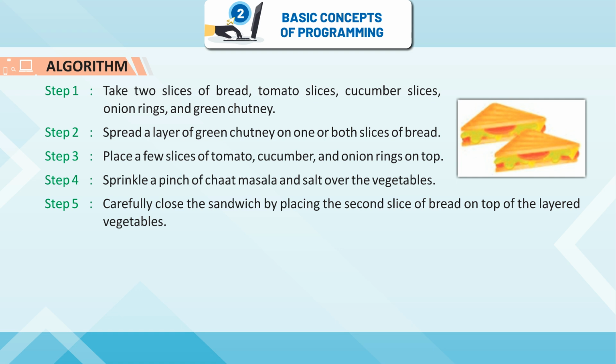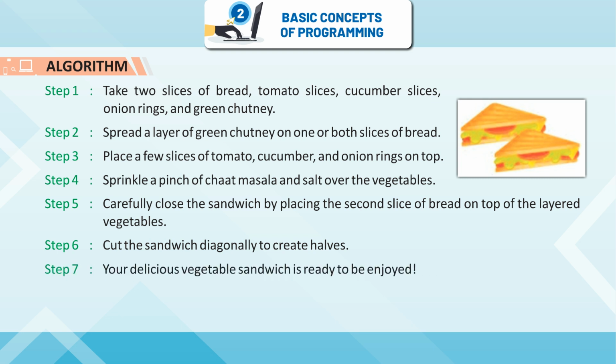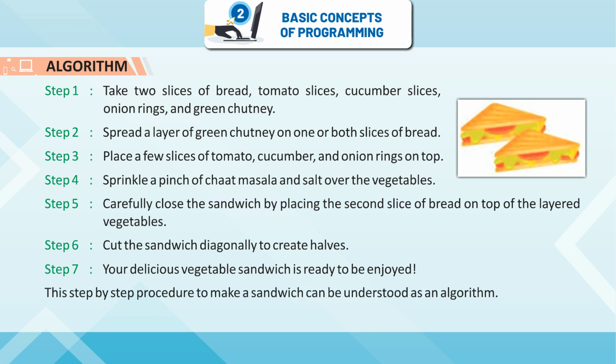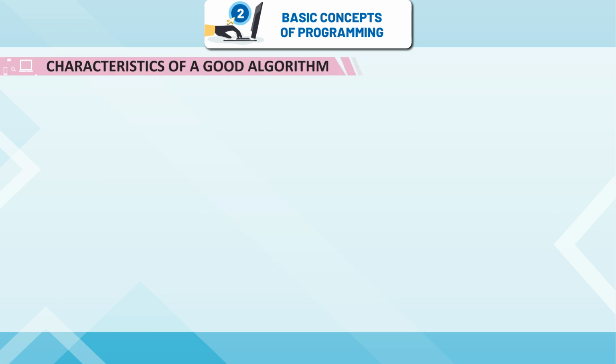Step 5. Carefully close the sandwich by placing the second slice of bread on top of the layered vegetables. Step 6. Cut the sandwich diagonally to create halves. Step 7. Your delicious vegetable sandwich is ready to be enjoyed. The step-by-step procedure to make a sandwich can be understood as an algorithm.